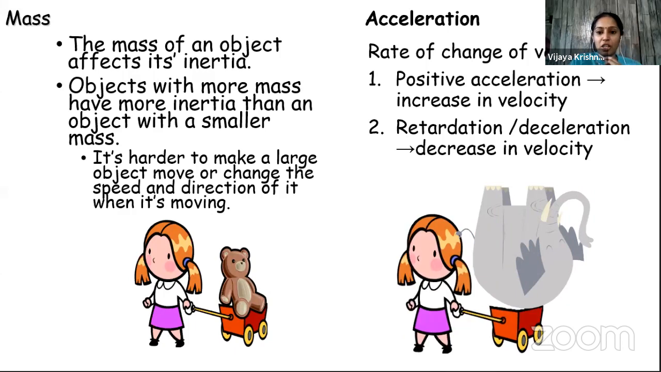Similar to these figures here, it is harder to move an object with a large inertia than an object with a small inertia. All right. Now, the rate at which this is moving is known as the acceleration, that is the rate of change of velocity. Positive acceleration is one in which there is an increase in the velocity, and retardation or deceleration is when there is a decrease in the velocity. Again, the change in acceleration or the movement depends upon the inertia or the mass of the object.